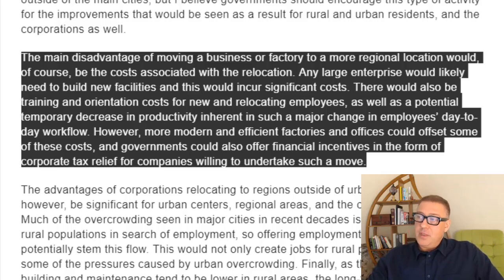And then, if you've seen the lesson on opinion essays, I talk about mentioning the other point of view, how that can help develop your ideas and really help you if you need a high score, 7 or above, particularly for band 8. If we look at the last sentence here, however, more modern and efficient factories and offices could offset some of these costs, and governments could also offer financial incentives in the form of corporate tax relief for companies willing to undertake such a move.